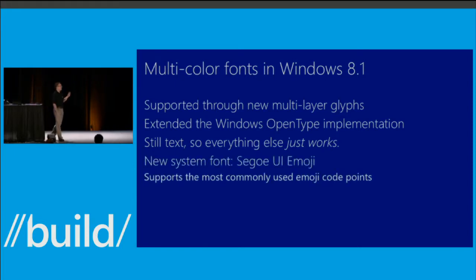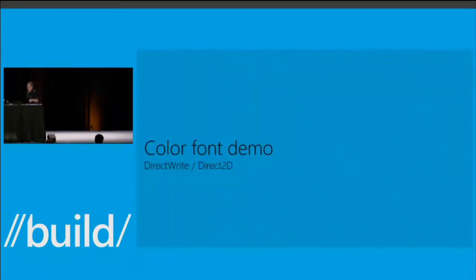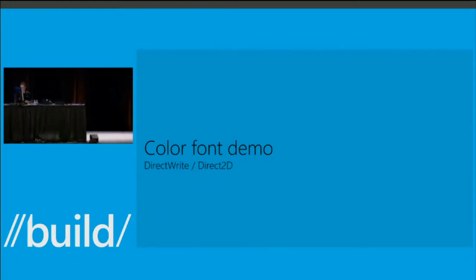Finally, we're actually releasing a new font as well that's in the Segoe UI family. It's called Segoe UI Emoji, and this supports the most commonly used range of the emoji character code points that are in use today. So again, you can pick this up and play around with it with the 8.1 build that's released today. So with that, let me show you what this looks like, because it's more fun to do that than just talk about it.